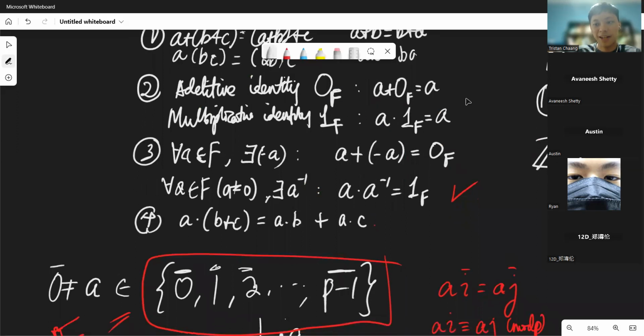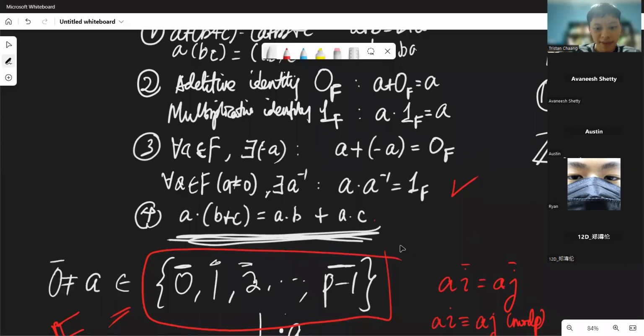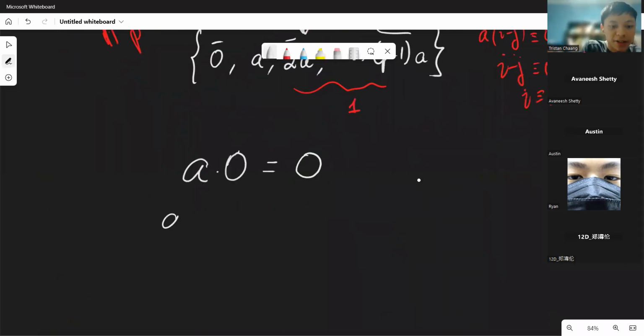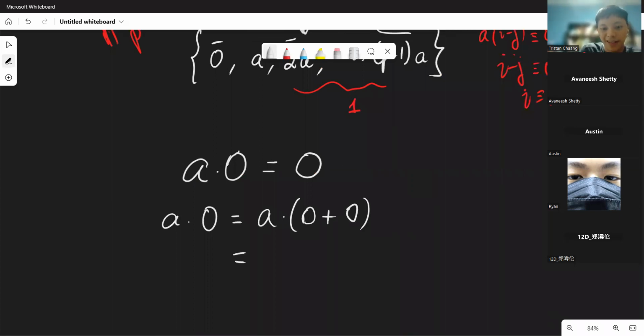So how do we prove that A dot 0 is 0? We have to use this last property. This is the only property that links plus and times together, that links addition and multiplication together. And we will do this by saying, okay, A dot 0 is A dot 0 plus 0, because 0 is the additive identity, right? Now, by the distributive law, this is A dot 0 plus A dot 0. Okay, now we have A dot 0 equals A dot 0 plus A dot 0.